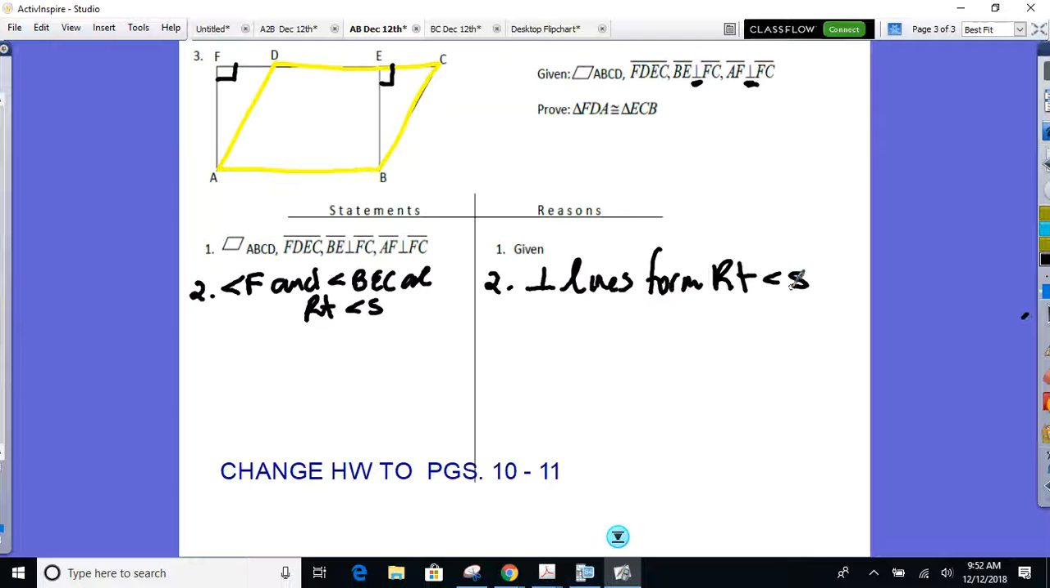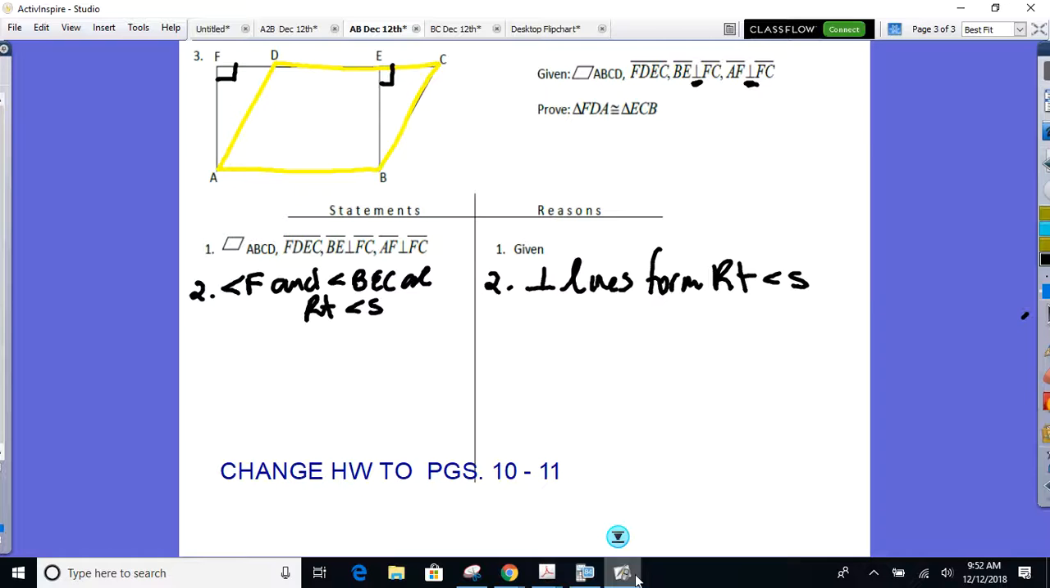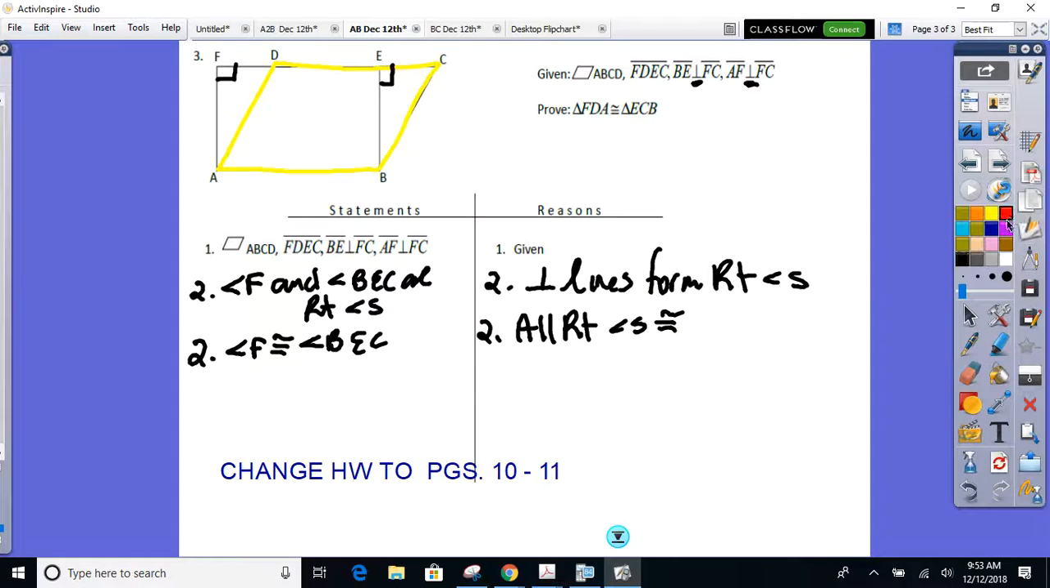After you tell me they're right angles, you should probably tell me what about them? Darn right. Angle F and BEC are congruent. All right angles congruent. And that gives me a pair of angles right now.